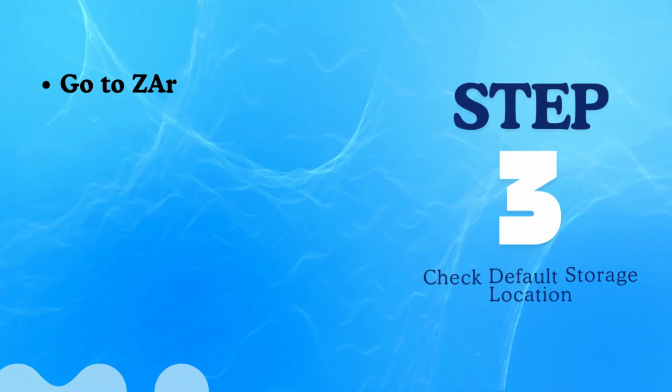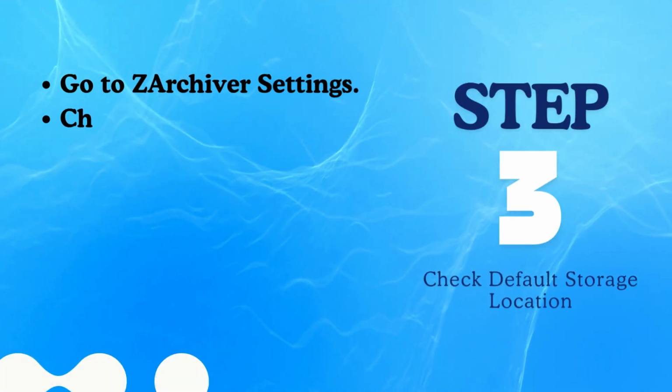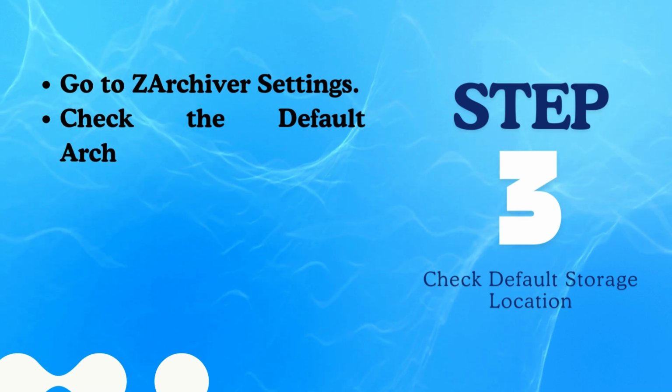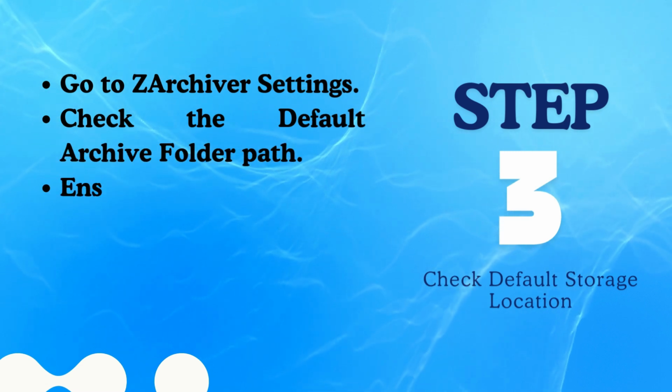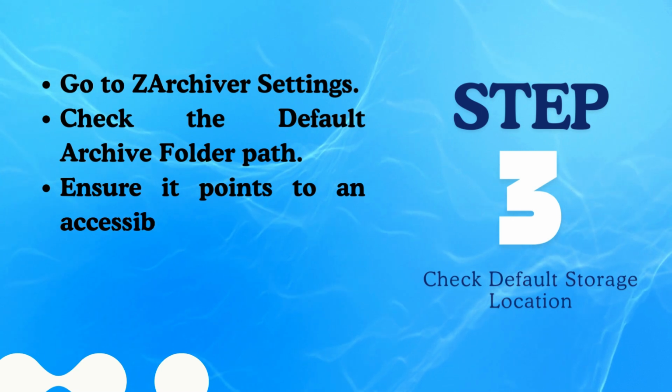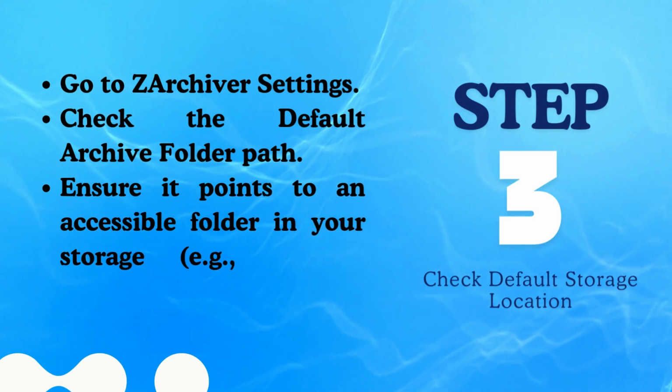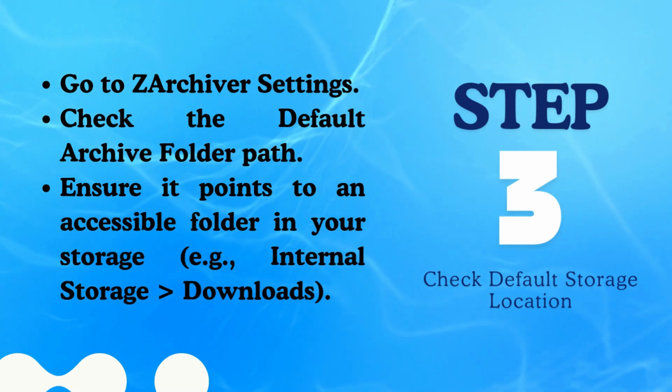3. Check default storage location. Go to ZArchiver settings. Check the default archive folder path. Ensure it points to an accessible folder in your storage. Example, internal storage, downloads.